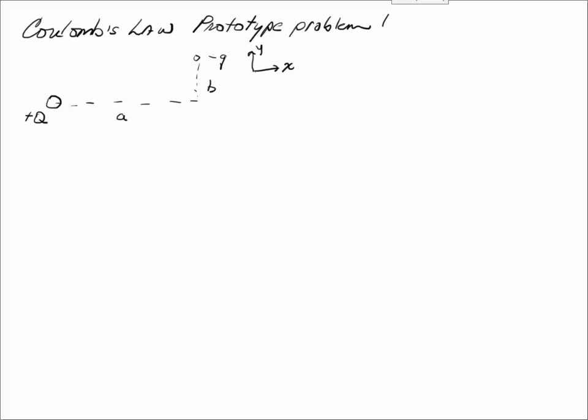Okay, in this particular problem, we're dealing with Coulomb's law. This is prototype problem 1. We have a charge plus Q and a charge negative Q. I give you the distance out along the x-axis, A, and the distance along the b-axis, or y-axis, B.